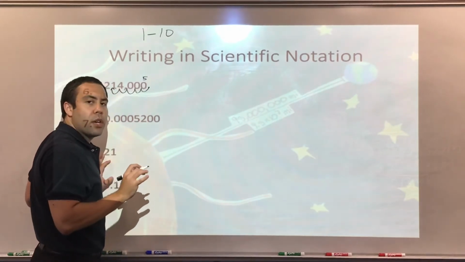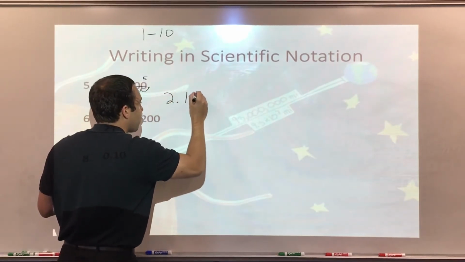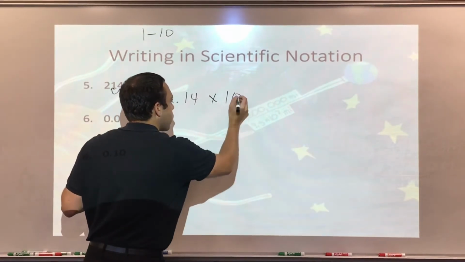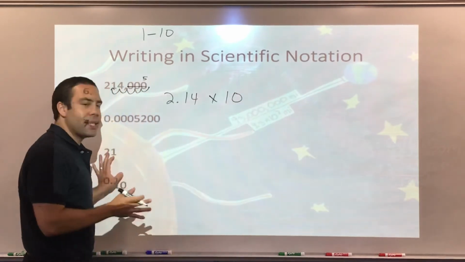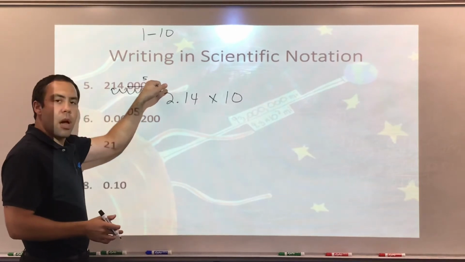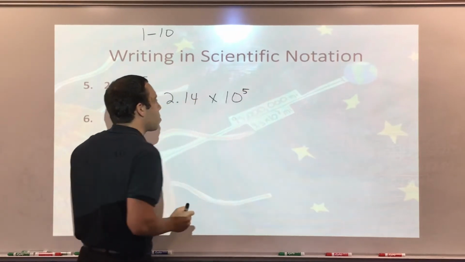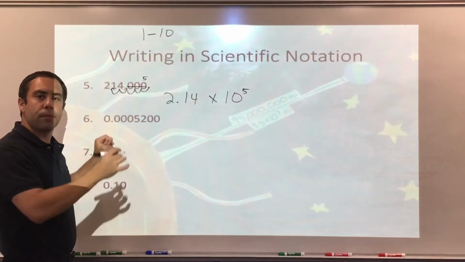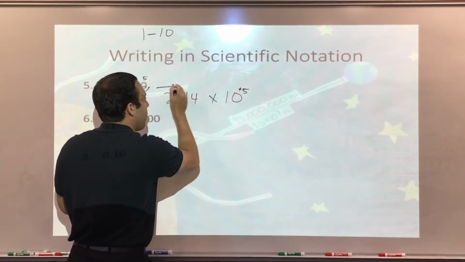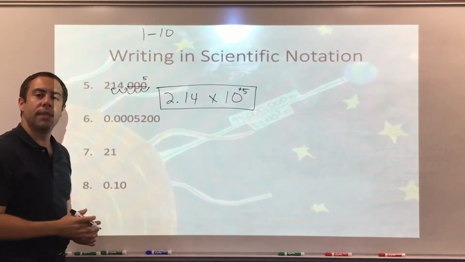Step 2, we write the number without all the zeros. So we have 2.14. Step 3, write times 10. And we raise that 10 to an exponent equal to the number of times we moved the decimal point. So 10 to the 5th. Since we have a large number and we move the decimal point to the left, we will have a positive 5 as the exponent. Our final answer, 2.14 times 10 to the positive 5th.